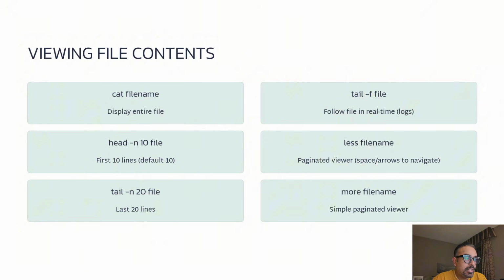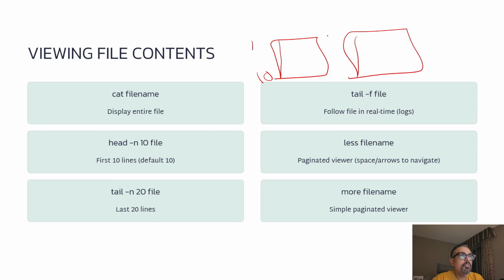Then more filename is a simpler paginated view that only scrolls forward. So it's less powerful compared to the previous command, but it's still useful for viewing files one screen at a time. For example, at one glance you will see part 1, that is entries from 1 to 10. Then the second paginated view would be from 11 to 20. Then the third paginated view will be from 30 to 40. And this is how it shows the paginated views when you use the more command.